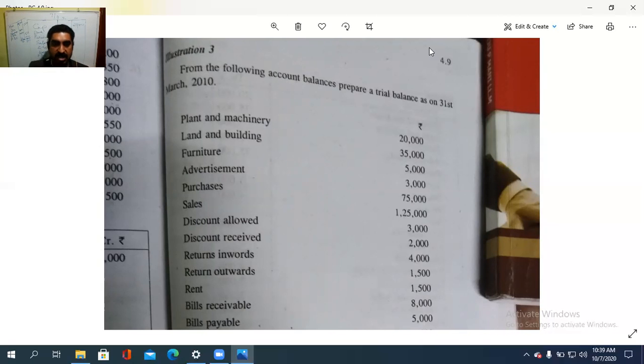Purchases, 75,000 coming on the debit side. Sales 1,25,000 coming on the credit side. Discount allowed, it is an expense, so it is coming on the debit side. Discount received, it is coming on the credit side. Returns inwards means sales returns, coming on the debit side, and returns outwards, that is purchase returns, on the credit side. Rent paid, 1,500, coming on the debit side.